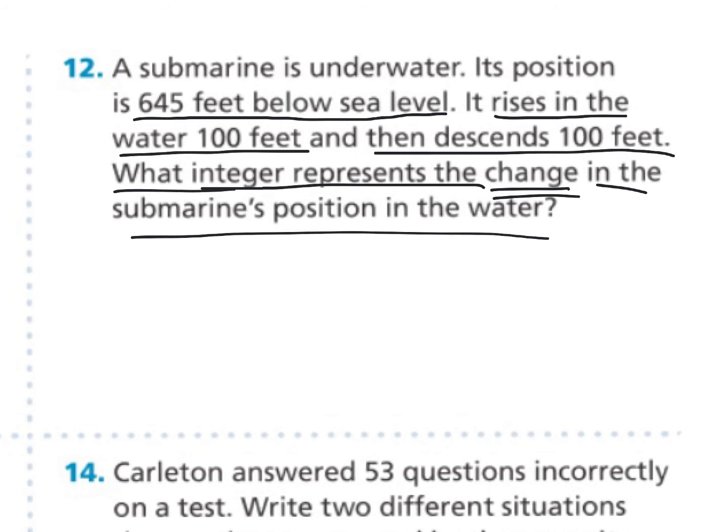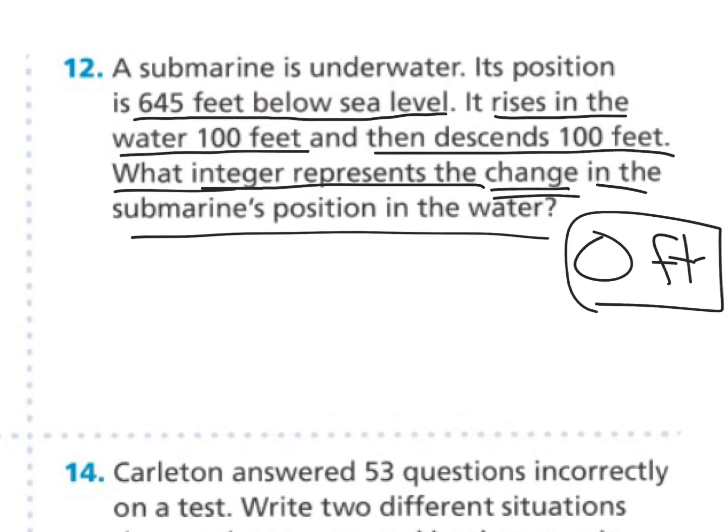So we've got to think about what the question's asking. The question isn't saying where is the submarine after the changes. The question is what integer represents the change. We don't really need to know where it started for this problem. If it rose 100 feet and then descended 100 feet, so it went up 100, then went down 100, the change would be 0 feet. If it asked what the ending position would be, that would be negative 645 feet. But the change would just be 0 feet.